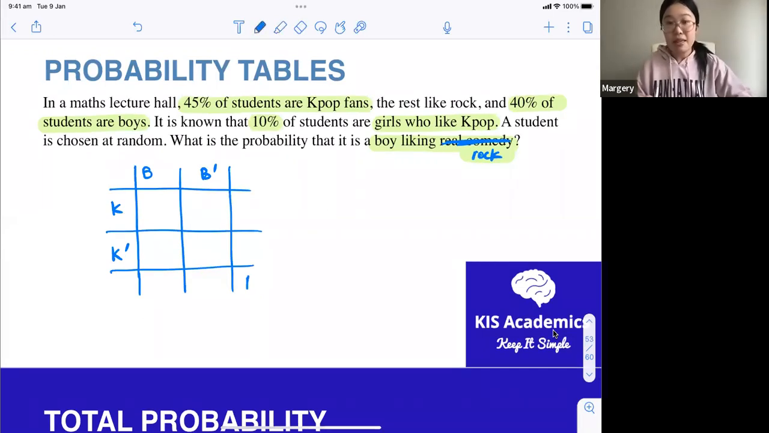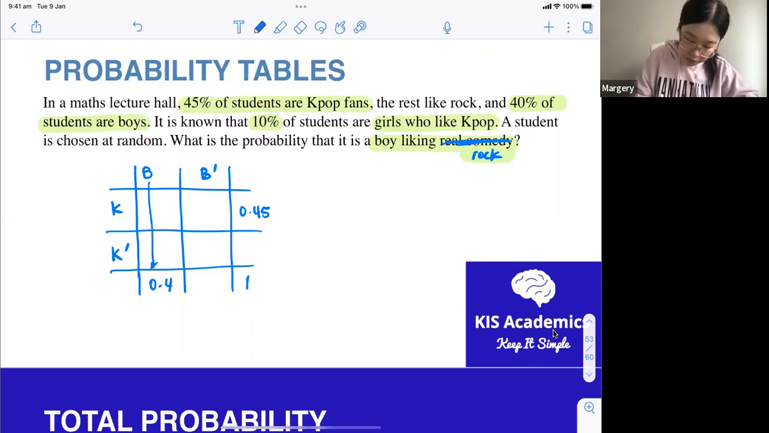So now labeling in the information that we're given, we're told that 45% of students are K-pop fans. So K would be 0.45. The rest like rock, and 40% of the students are boys. So my boy here down this column would be 0.4. And then we know 10% of the students are girls who like K-pop. So girls and K-pop would be here. And so this is my 0.1 over here. And we're asked to find the probability that we choose a boy who likes rock.